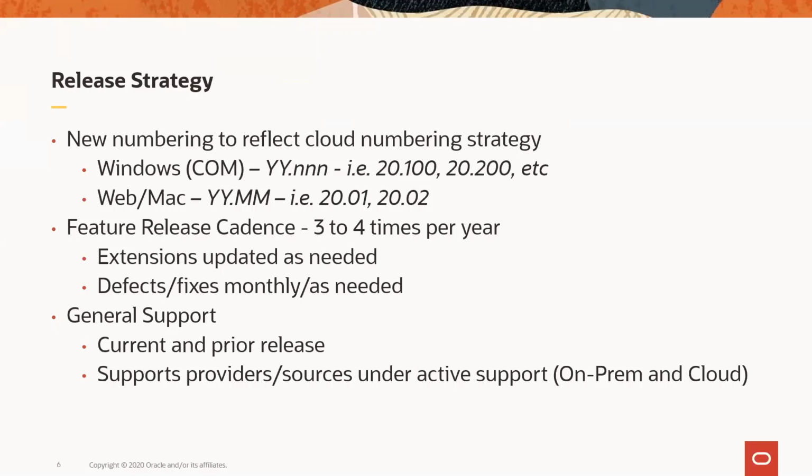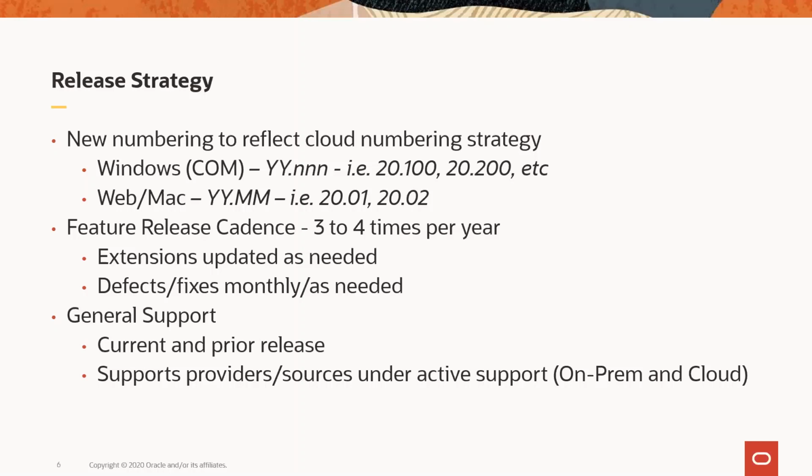Tying SmartView to any specific numbering set is challenging because we support on-premises, and we support cloud. There's Essbase that's 21C. We have cloud, which is 20.xx for the month. So we kind of straddle a bit. We say we're going to number it based on the year, and then a numbering system that aligns to a quarterly cadence, right? So 20.100 is the first release we did in calendar year 2020, and then 20.200 will be the second one we do in the calendar year, et cetera. So it's gone to that numbering.